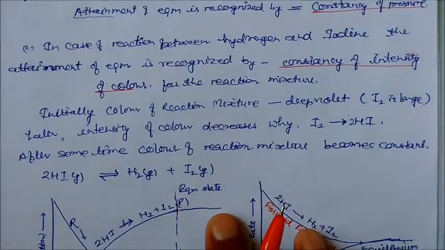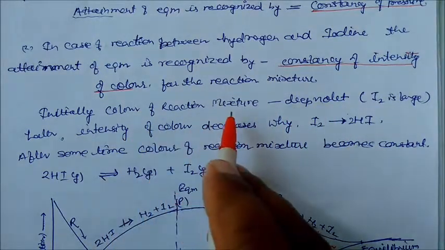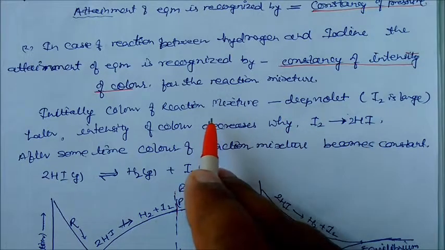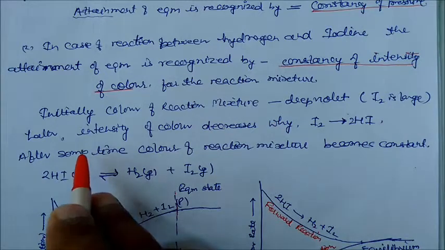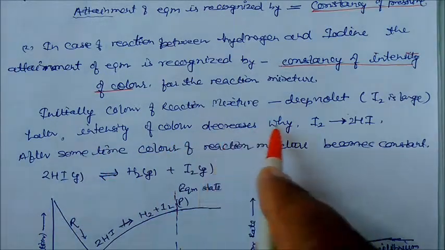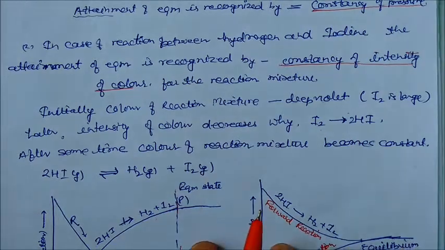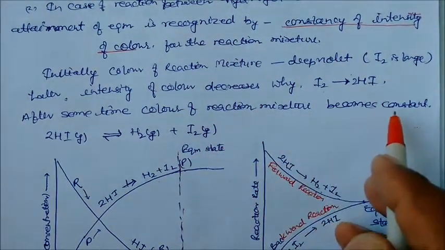Initially the color of the reaction mixture is deep violet. The reaction mixture means hydrogen plus iodine, and the color of iodine is deep violet, as iodine is large in quantity. Later the intensity of color decreases. Why? Because iodine is converted into hydrogen iodide. After some time the color of the reaction mixture becomes constant.